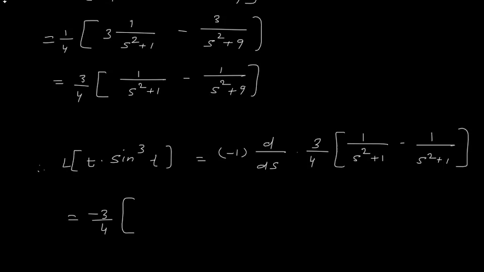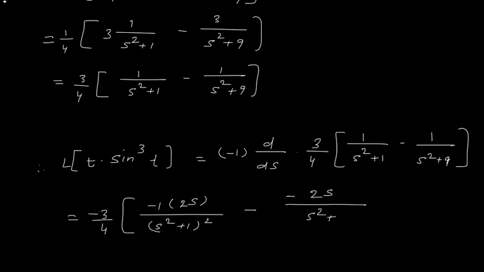Now the derivative of 1 upon s square plus 1, I will use u upon v. So v times the derivative of u, which will become 0, minus 1 into the derivative of s square plus 1, which is 2s, whole divided by s square plus 1 the whole square. Here it is minus and again I have minus 2s, here also I will get 2s upon s square plus 9 the whole square.